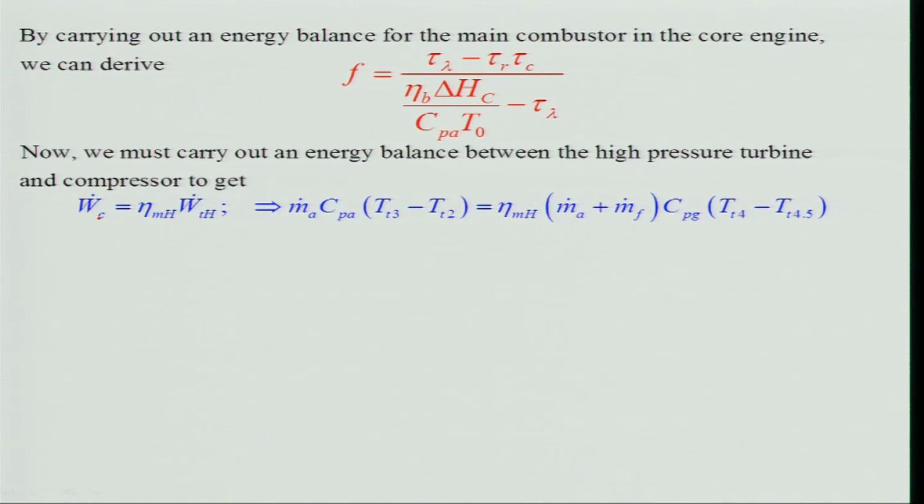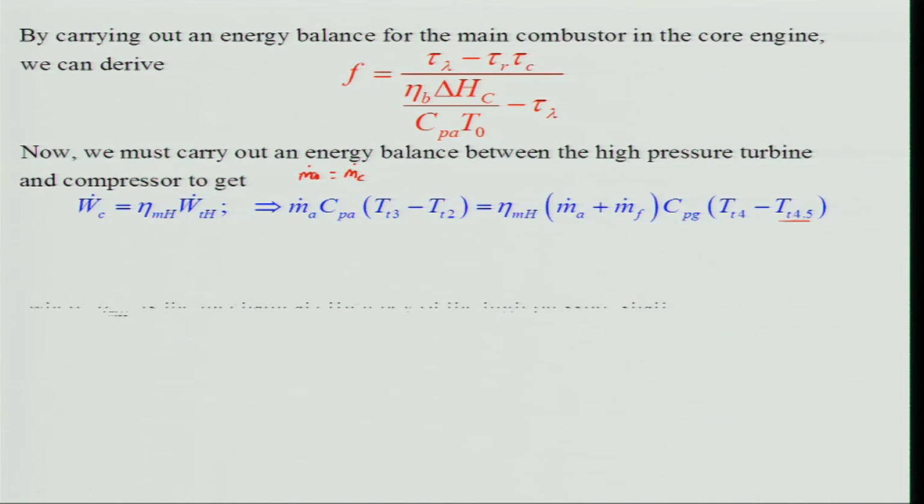If you look at it, W dot C is nothing but eta m h into W T h, and you can write m dot A Cp A, and this m dot A we also write as m dot C, keep that in mind. So you should not get confused. This is multiplied by T T3 minus T T2, equal to eta m h times m dot f plus m dot A plus m dot f into Cp Z times T T4 minus T T4.5. Keep in mind, this is a very important point, this is for the high pressure turbine.